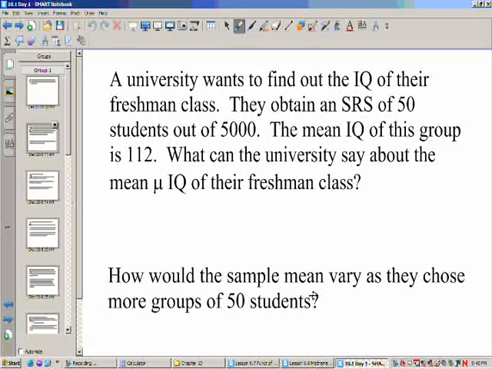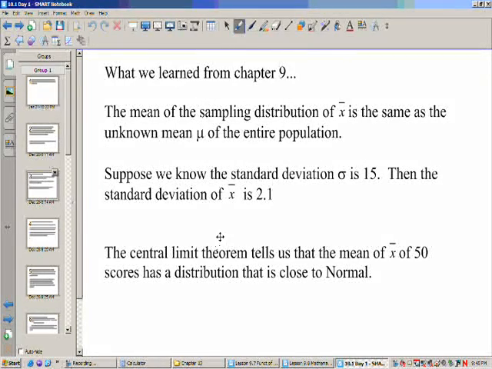Well, we know that since it's 50, it should have a normal distribution, because n is greater than 30. So the sampling distribution should be normal. The mean should equal the mean IQ of the freshman class. And the standard deviation, we know, is going to be the standard deviation of the population over the square root of n. So I already started talking about this.